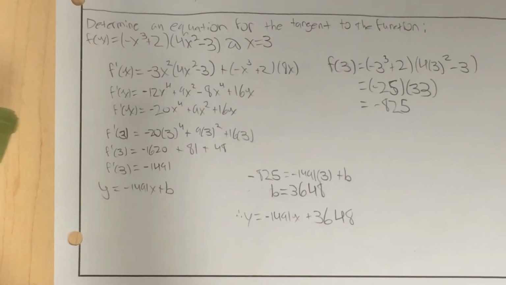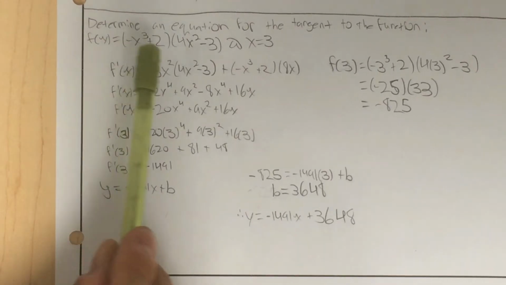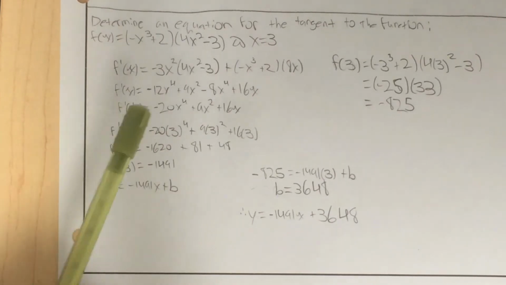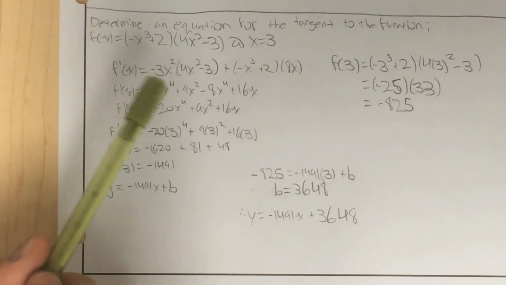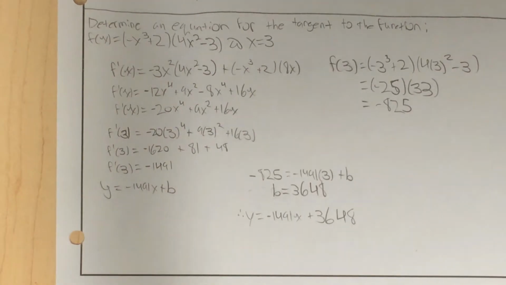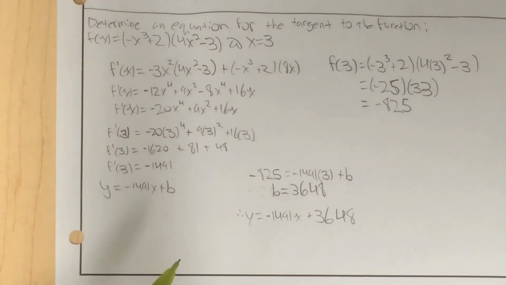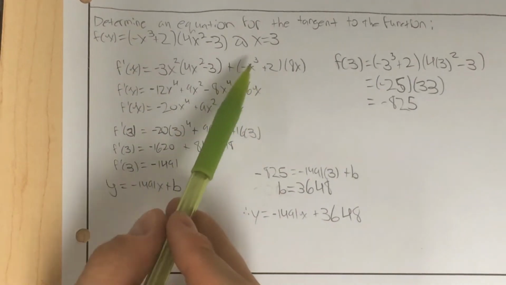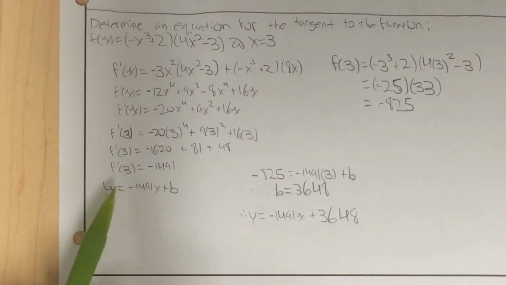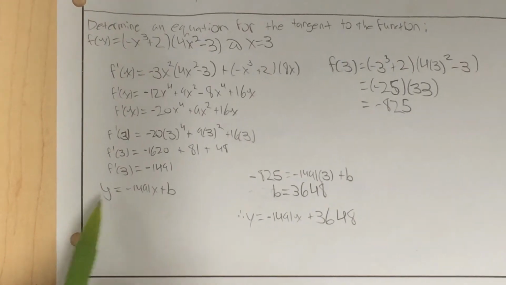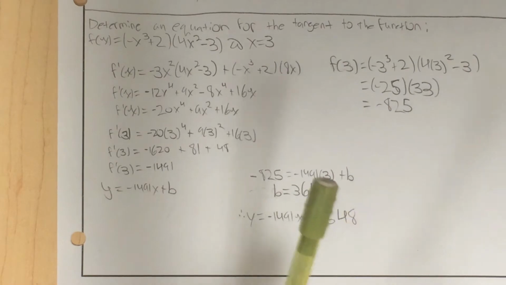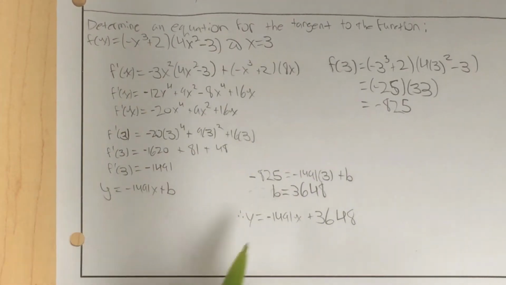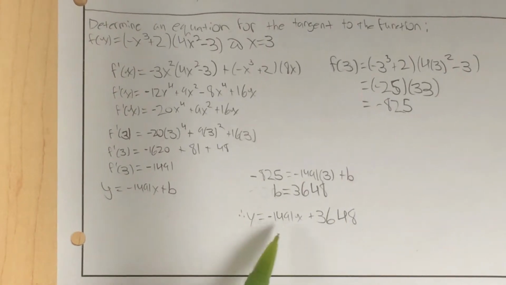So for our third question in our first thinking problem, we must determine an equation for the tangent to the function f of x equals negative x cubed plus 2 times 4x squared minus 3 at the point x equals 3. To solve this, first we must find the derivative of the entire equation, then we plug in our point, x equals 3, into that to find the slope at that point of your original tangent line. And then finally, we find the y value by plugging in x equals 3 to the original function. And that will give you the line in the form of y equals mx plus b.